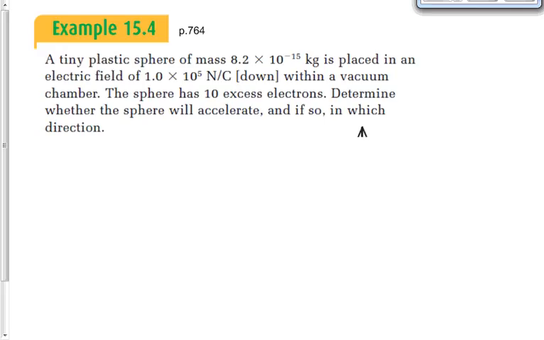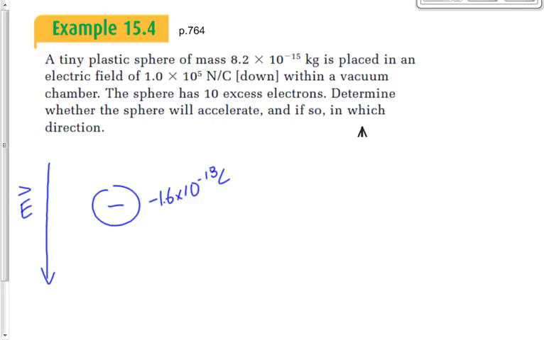So you've got a plastic sphere of this mass being placed in an electric field that's downwards, has 10 excess electrons. Will it accelerate, and if so, which direction? So it's an oil drop experiment, except, well, I'll call it a plastic sphere drop experiment. Is it going to accelerate? Well, let's find the acceleration and see. Draw a picture to figure out directions here. The electric field is downwards. The sphere is negative 1.6 times 10 to the minus 18 coulombs because it has 10 excess electrons.